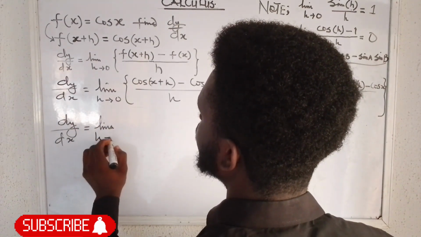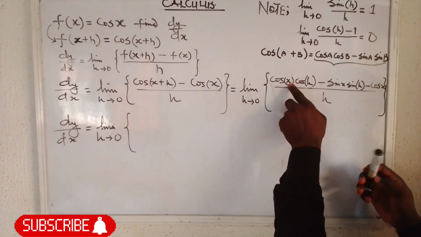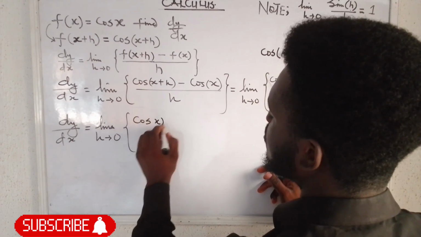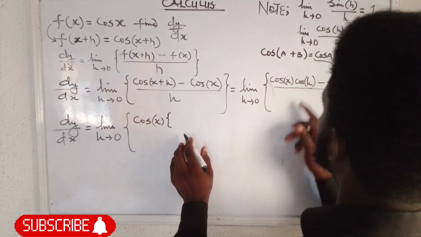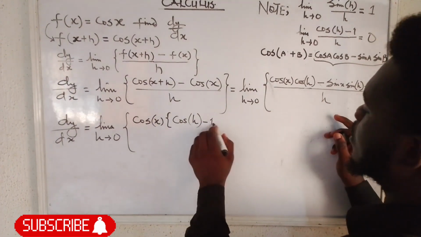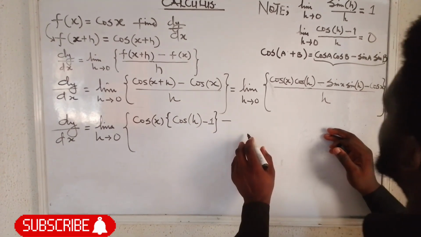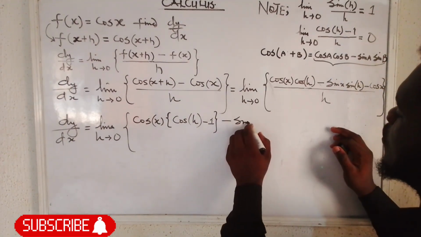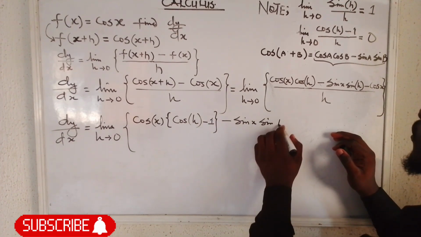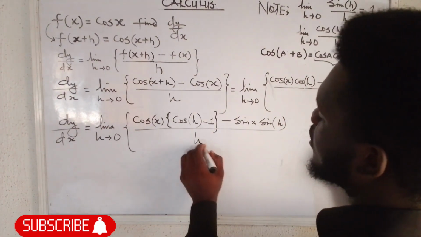So, the limit as h tends to 0. Then what do we have here? We have the cosine of x, we have the cosine of x. So when they come together, we can factorize the cosine of x. Then we have a bracket. We have just the cosine of the increment minus what? Minus 1. Then minus just this one now, which is the sine of x times the sine of h. Then all divided by h.